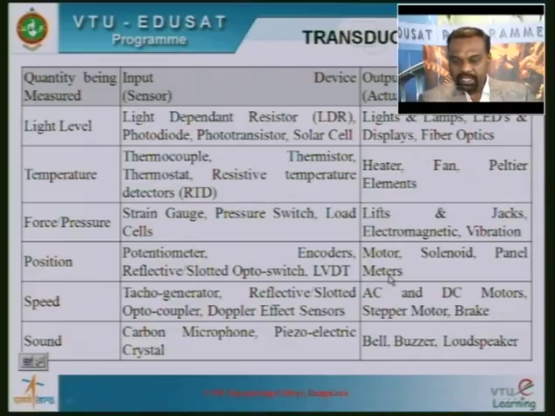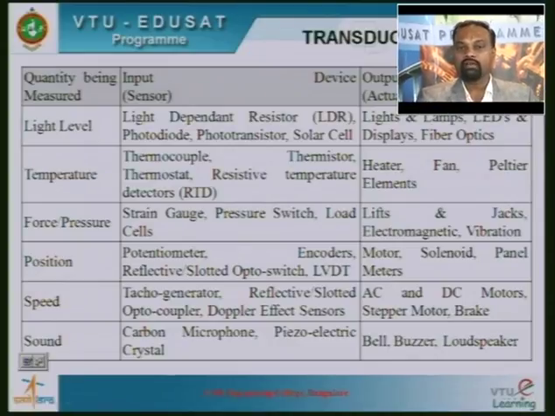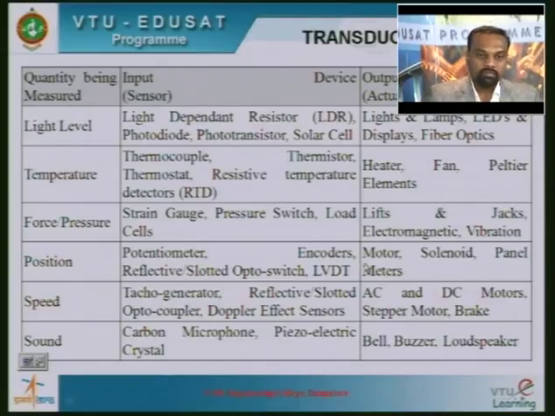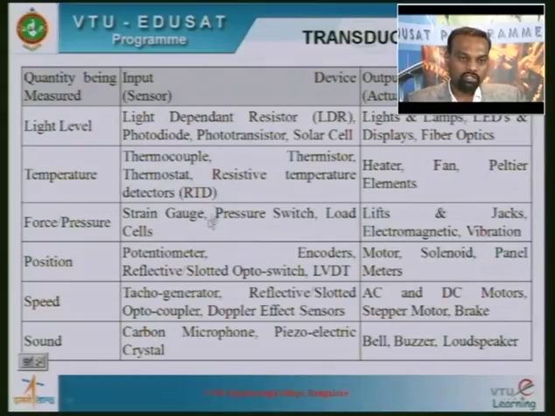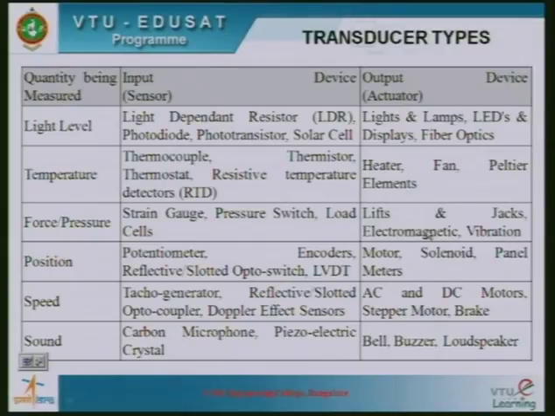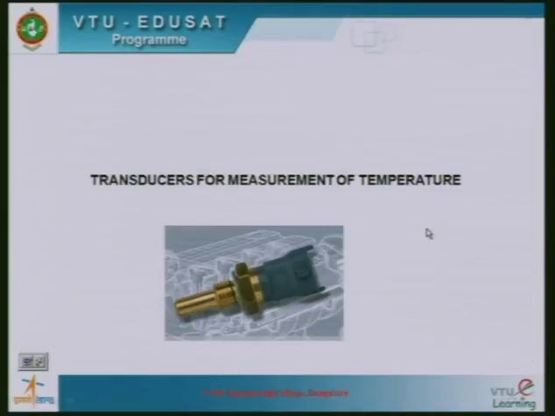Similarly, you want to change the movement. Assume that I want to move the table here. I can have motors, solenoids, and panels. Similarly, you have speed measurement done, and sound measurements done. Again, we have sensors and actuators, and a combination of all of these we call transducers. Now let us take up the first important transducer, that is, how do we measure temperature.